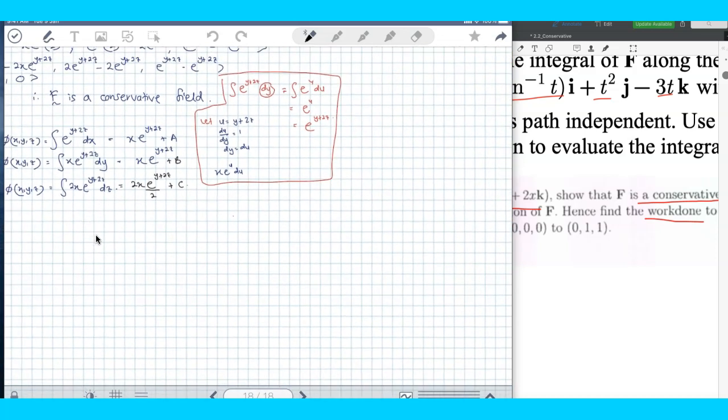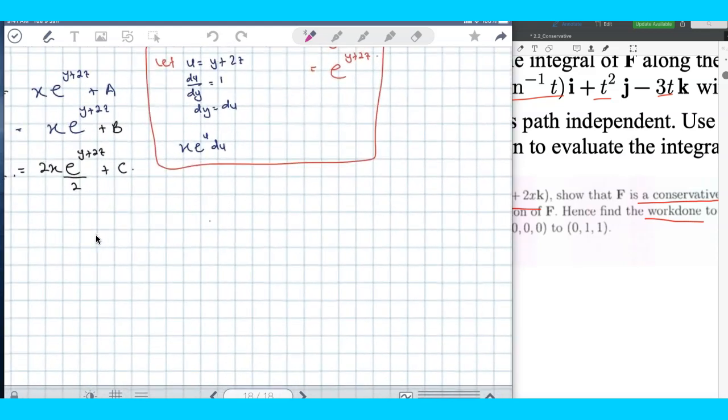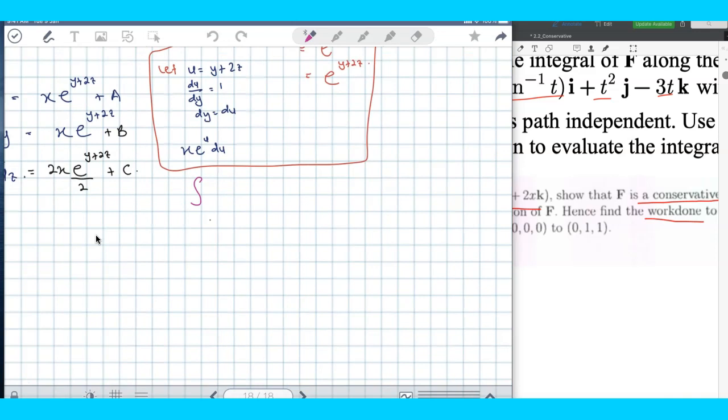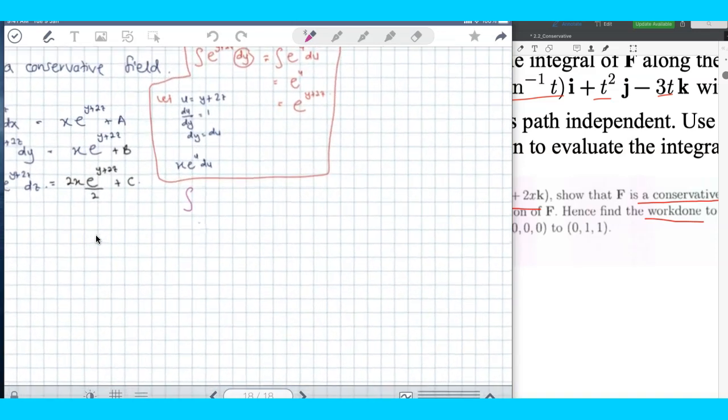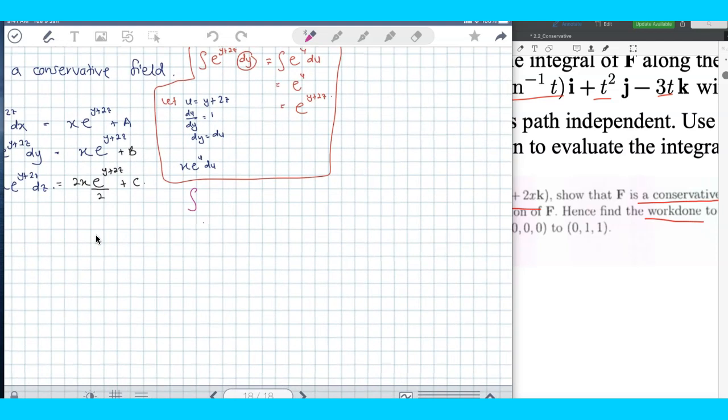Okay, or you can check for when you integrate. Because 2x is constant, we just ignore it and focus on integrating e^(y+2z) dz.